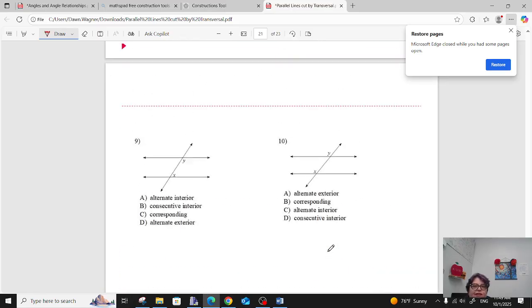Oh, I have 2 more and then we're done. What are these? Consecutive interior. This would be supplementary, right? What's this one? Corresponding. Boy, we learned a lot today.